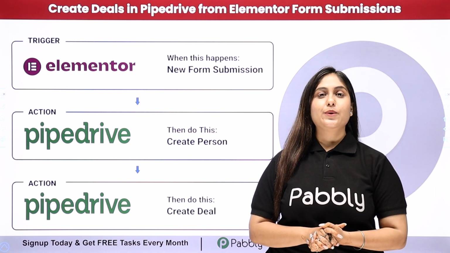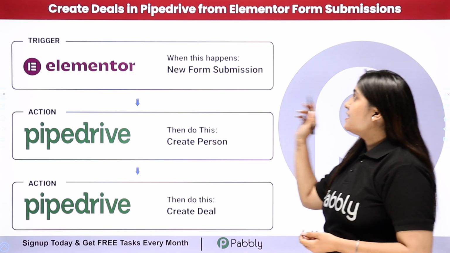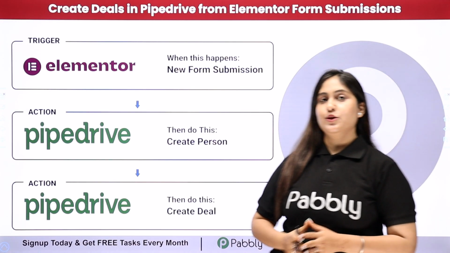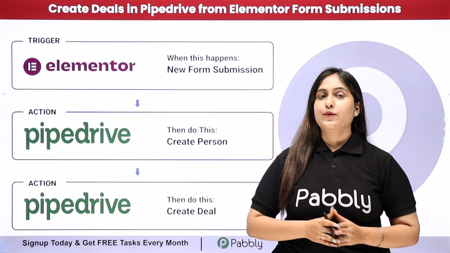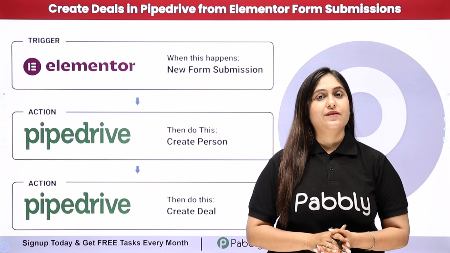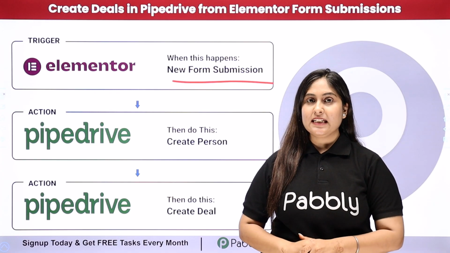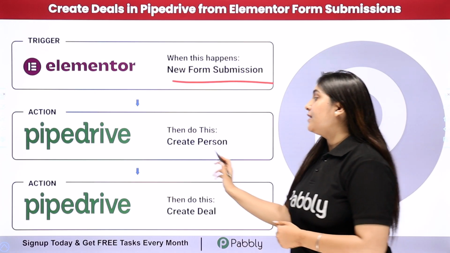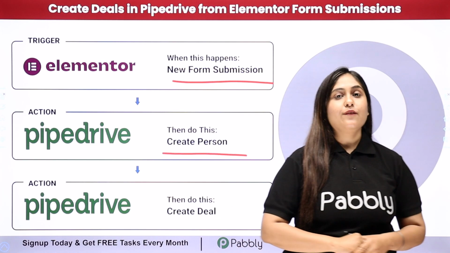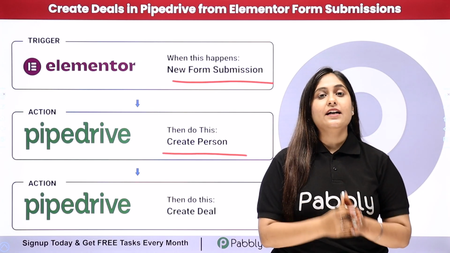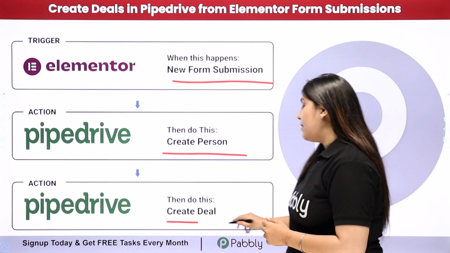In this video, we are going to understand how to create deals in Pipedrive from Elementor form submission. So I'm using Elementor form to receive new leads, and here my objective is, as soon as I receive a new form submission, then automatically, using the details, a new person should be created in my Pipedrive account. And after creating a new person, automatically a new deal for the same should be created in my Pipedrive.